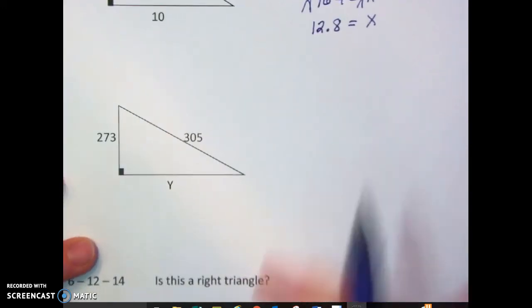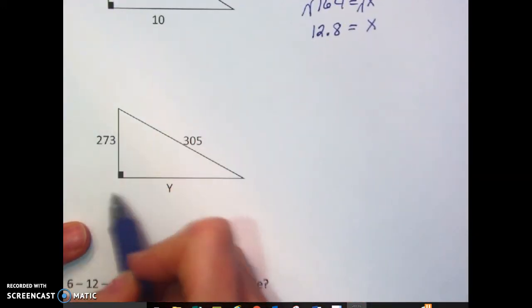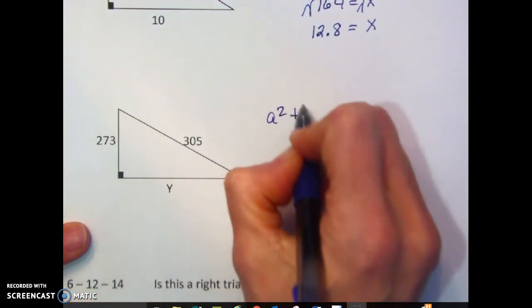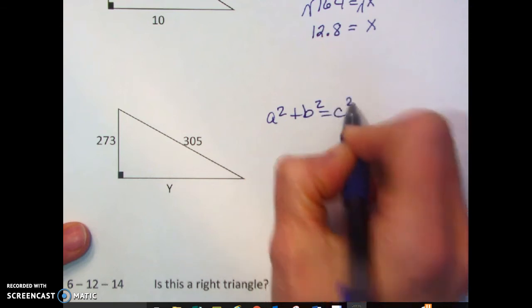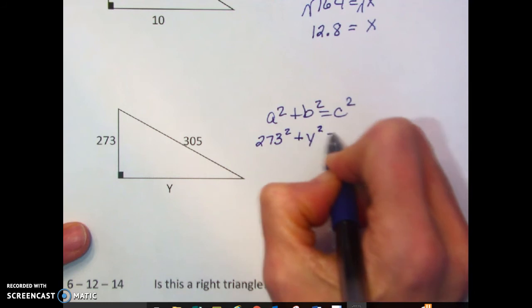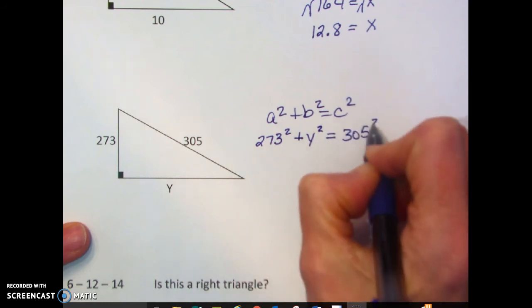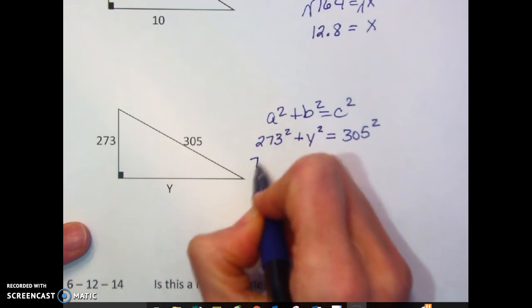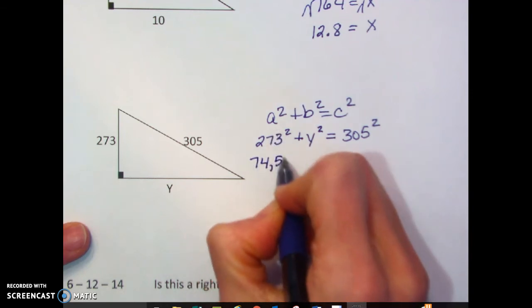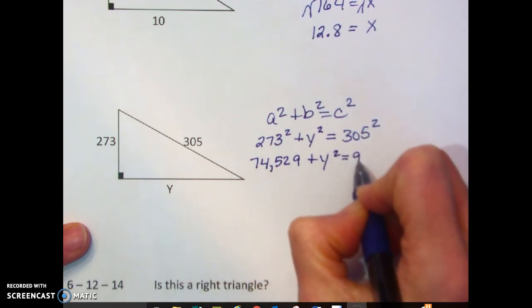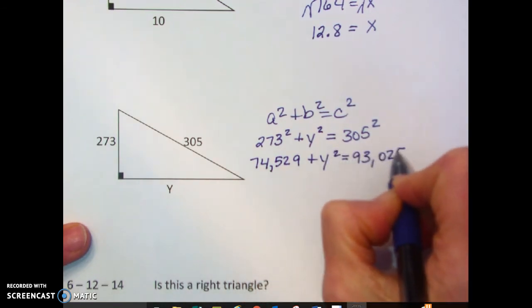Okay, let's try another one. Here's our right angle. So these are our legs. This will be our hypotenuse. So 273 squared plus y squared equals 305 squared. 273 squared is 74,529 and 305 squared is 93,025.